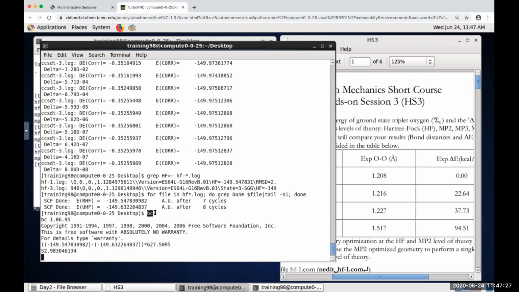And then I used the binary calculator and calculated the difference in energy. I took the one energy, subtracted off the other energy, and multiplied by the conversion factor to get kcals per mole, which is what I provided here. Experimentally, the first excited state for molecular oxygen is 22 kcals up in energy. The Hartree-Fock number is 52 kcals up in energy, and that's a substantial error.